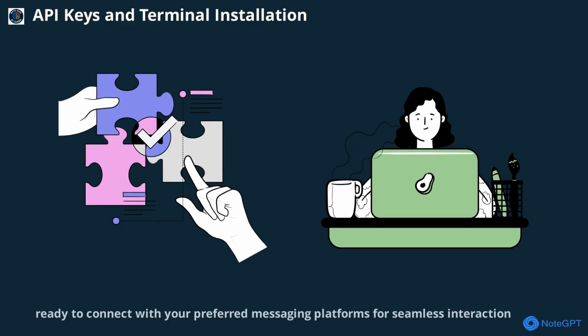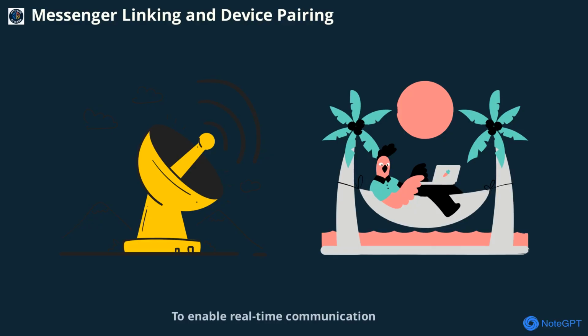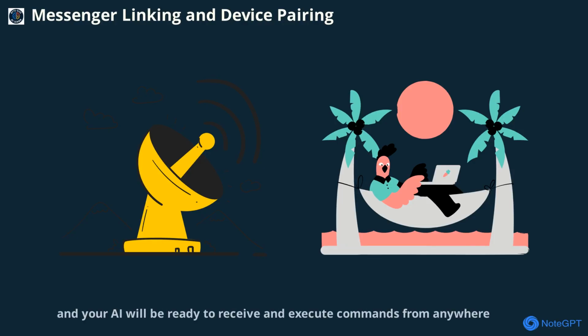To enable real-time communication, link your digital operator to messaging platforms like Telegram using tools such as BotFather. Enter the pairing code in your terminal, and your AI will be ready to receive and execute commands from anywhere. This integration makes your digital operator accessible and responsive at all times.